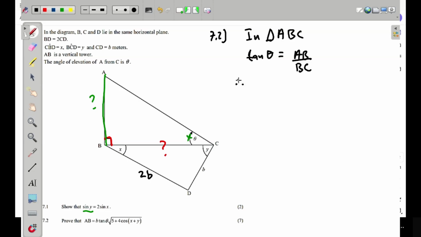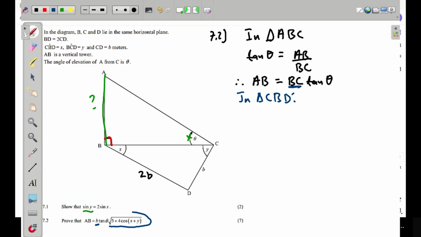Now, if I solve for AB here, AB becomes BC times tan theta. Now, my job is very simple now. I need to find out what this BC is. And looking at the result, this BC surely must be some b, and it is what must bring me the square root and that kind of a thing. So we have to now revisit that triangle CBD.